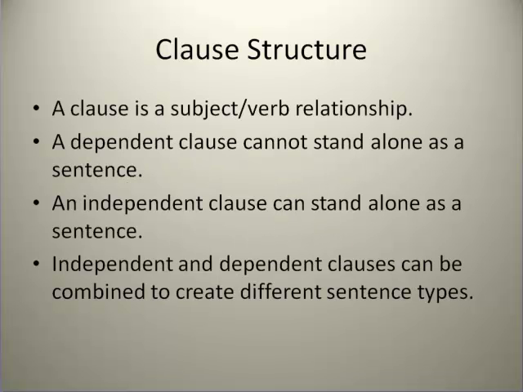Clause structure. A clause is a subject-verb relationship. A dependent clause cannot stand alone as a sentence. An independent clause can stand alone as a sentence. Independent and dependent clauses can be combined to create different sentence types.